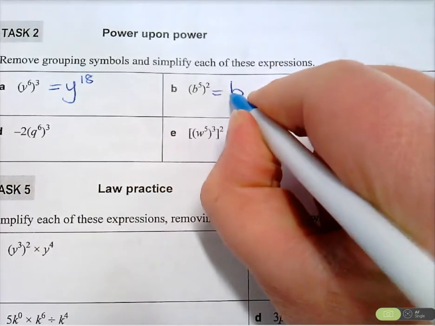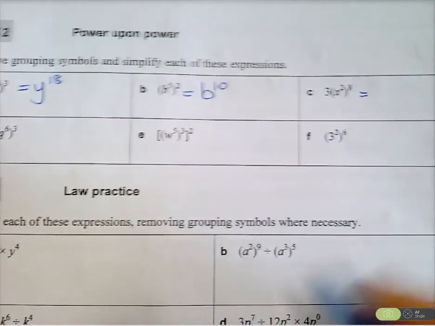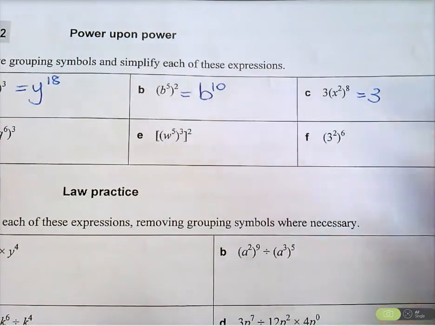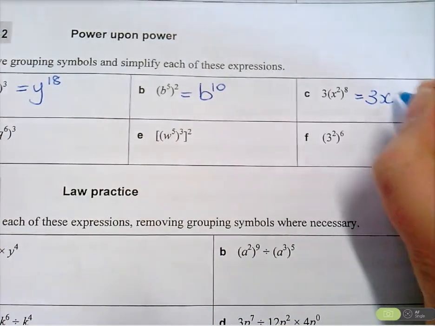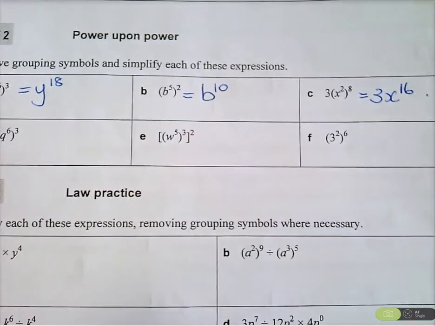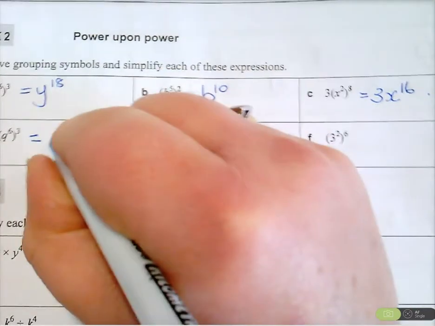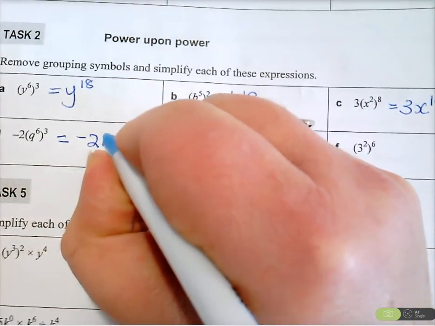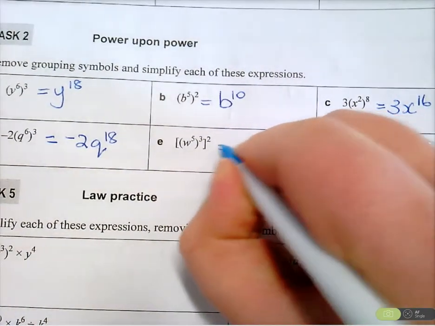B to the power of 10. Girls, is the 3 to the power of 8 or not? No, it's not. The 3 is not in the brackets. It is not to the power of 8. X to the 16. Girls, I hope you're checking your answers. Is the negative 2 to the power? No, it's outside. Q to the power of 18. Negative 2.